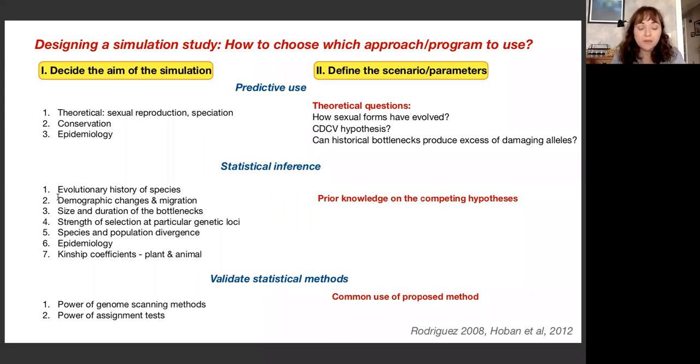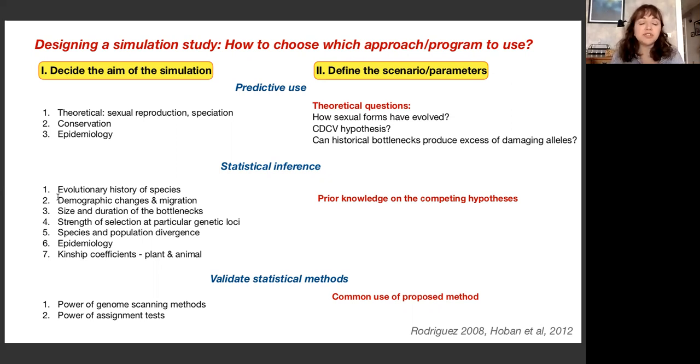So when we are designing a simulation study, we first need to know which approach we should use. There are forward time approaches and backward time approaches, but what should I choose? What program should I choose? Because there are many different programs that run forward time and backward time simulations. This depends on the aim of your study, and because of that, we need to first decide about the aim of the simulation. So I decide to run a simulation study, but what is the aim of my simulation study? There are 3 different purposes.